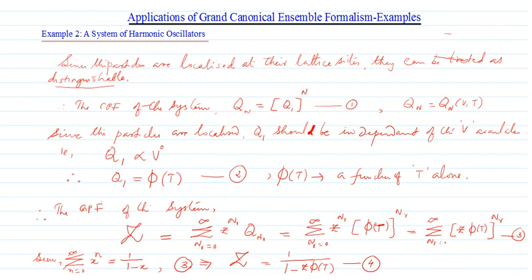Having obtained the grand partition function, we can define the Q potential of the system, which is a part of the recipe of the grand canonical ensemble formalism. From the Q potential of the system, we can obtain all the necessary thermodynamics of the system. So let's go and define the Q potential of the system.